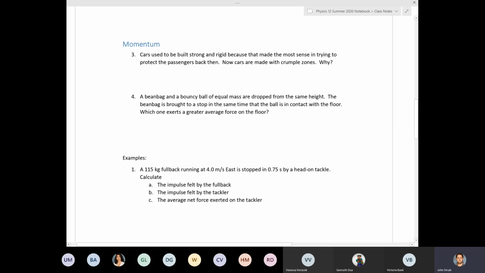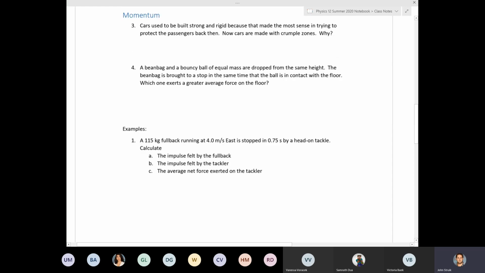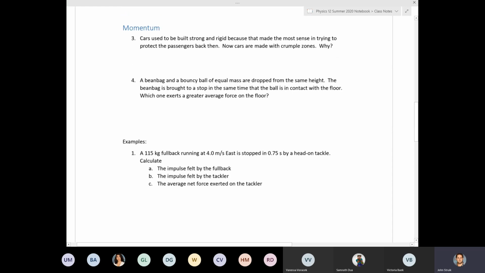Okay, let's think about number 4 now. Last kind of practical one. A beanbag and a bouncy ball of equal mass are dropped from the same height. So we have a beanbag and a bouncy ball. The beanbag is brought to a stop in the same time that the ball is in contact with the floor. So the beanbag hits the floor and stops. VF equals 0.